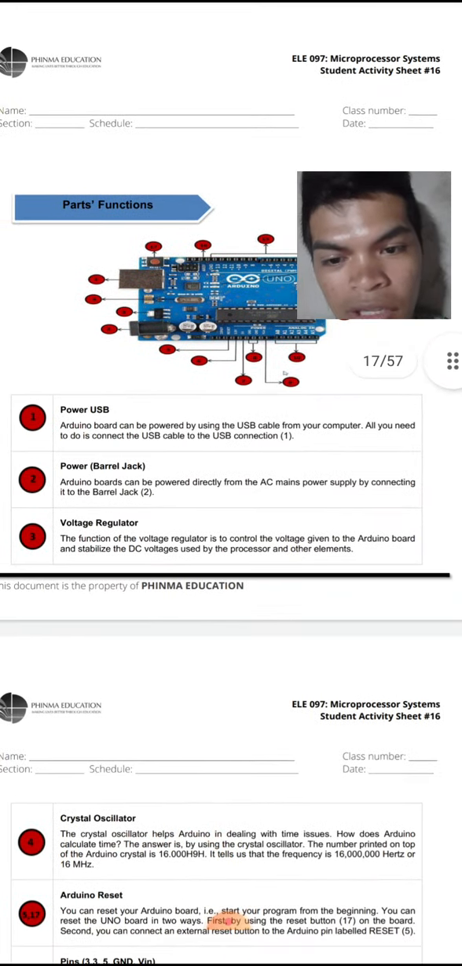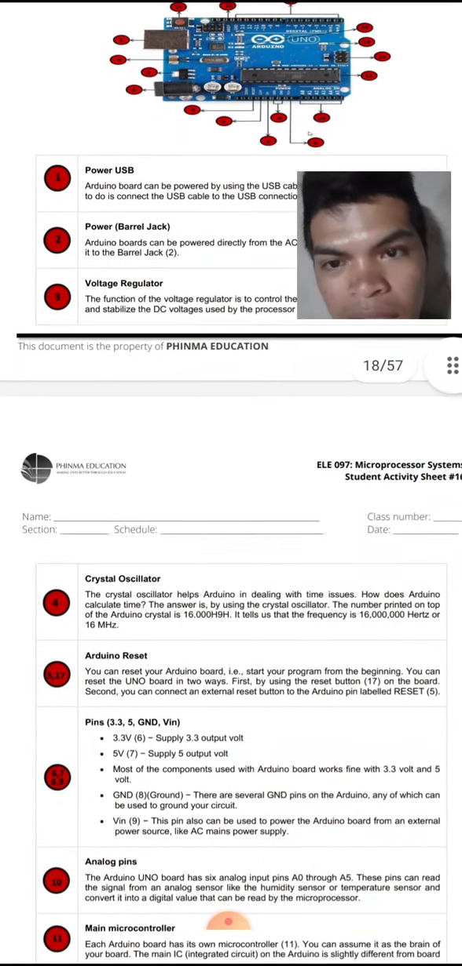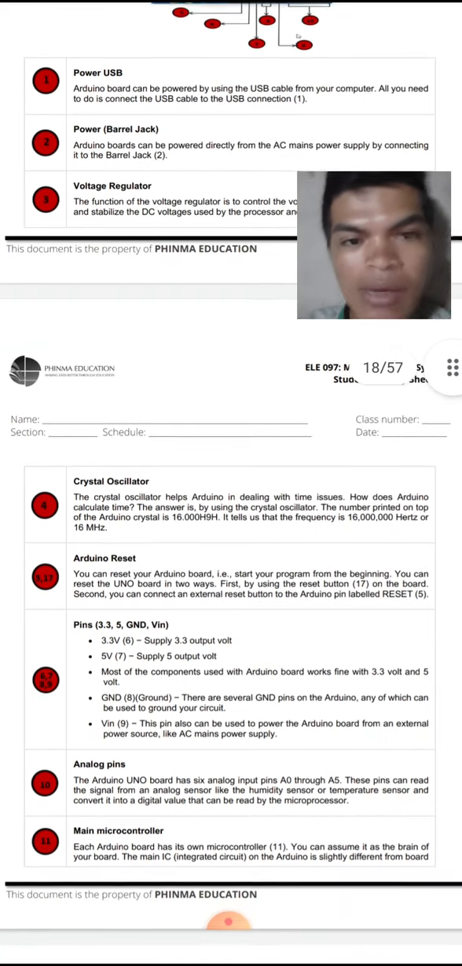Number 3, voltage regulator. The function of the voltage regulator is to control the voltage given to the Arduino board and stabilize the DC voltages used by the processor and other elements. 4th, crystal oscillator. The crystal oscillator helps Arduino in dealing with the time issue. How does Arduino calculate time? The answer is by using the crystal oscillator. The number printed on the top of the Arduino crystal is 16.000H9H. It tells us that the frequency is 16 million hertz or 16 MHz.